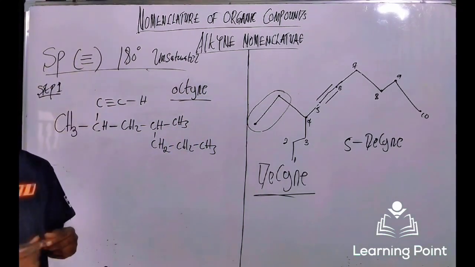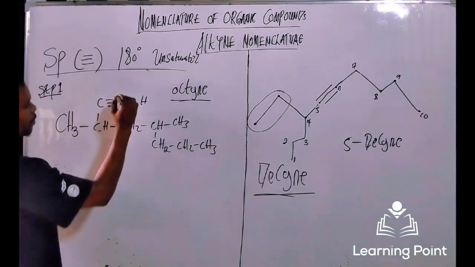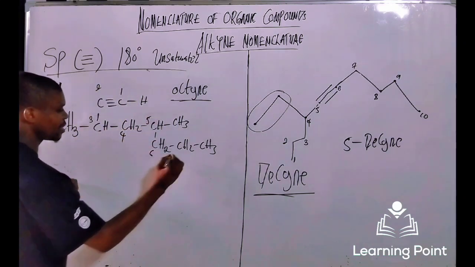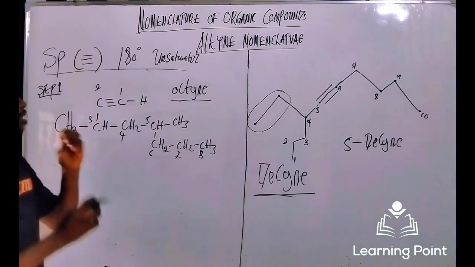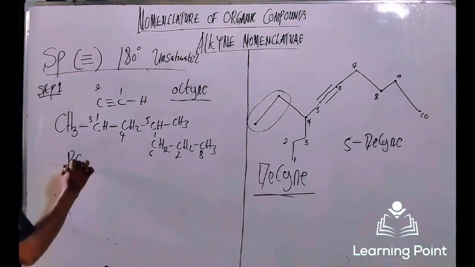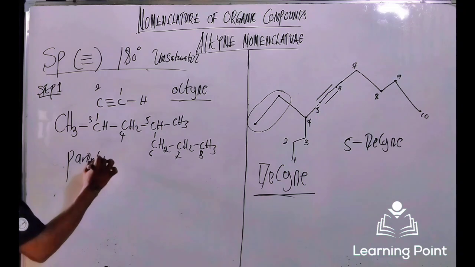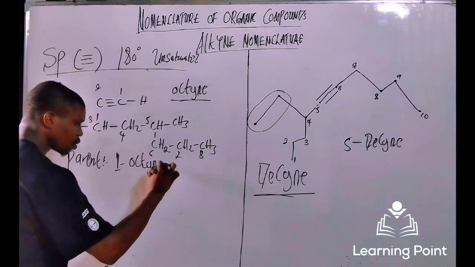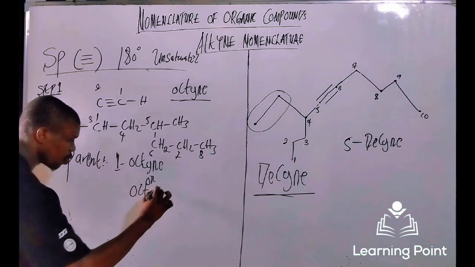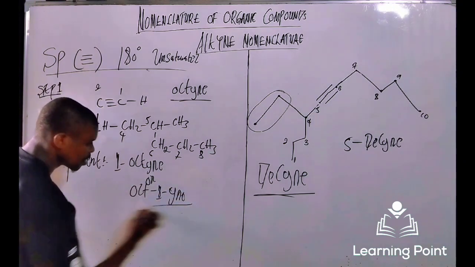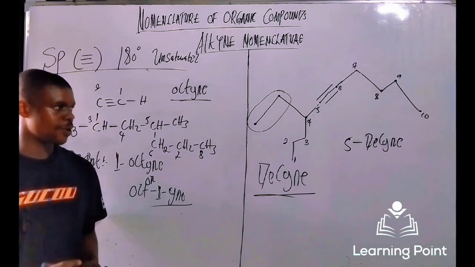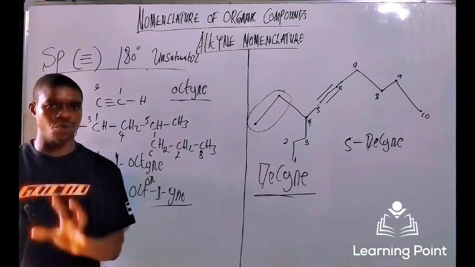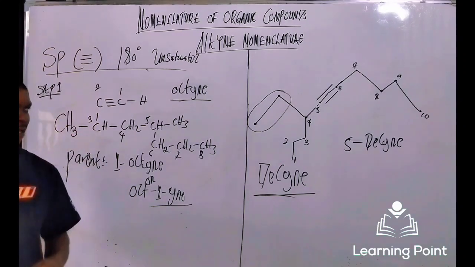But what is the position? Of course, it's going to be 1, because we have to start from here: 1, 2, 3, 4, 5, 6, 7, 8. So the parent name now is 1-octyne. That's rule number 2. Now some of you will say, ChemChris, what about all these substituents here? Calm down, we have to do those ones. Let's take it step by step.